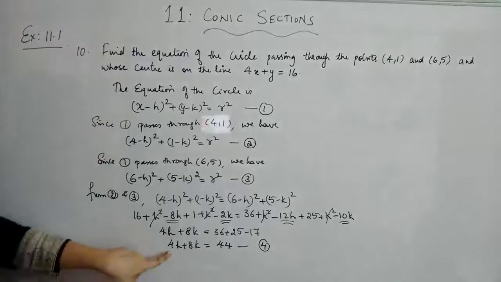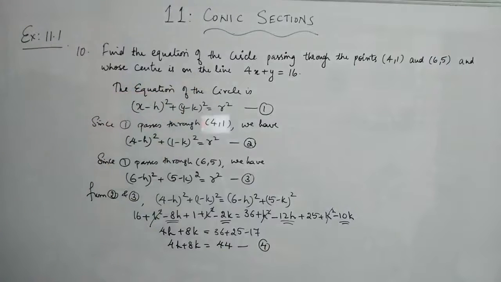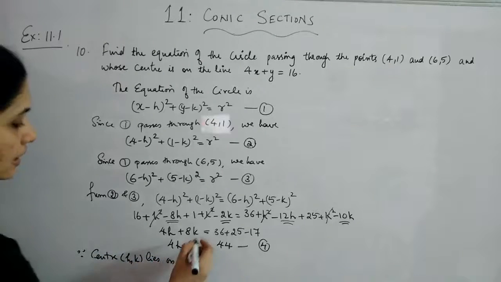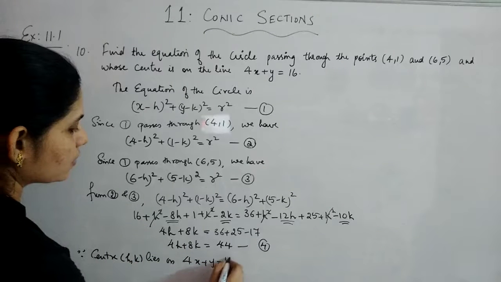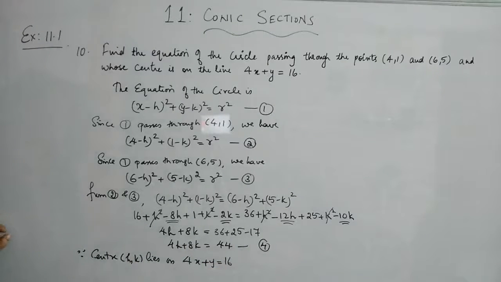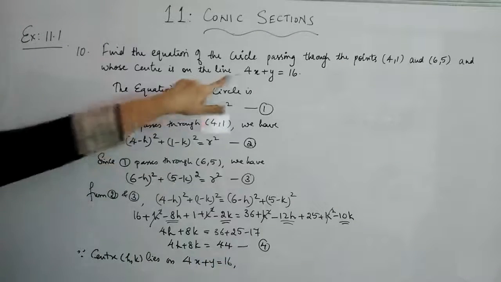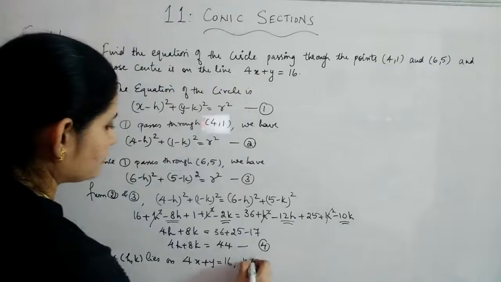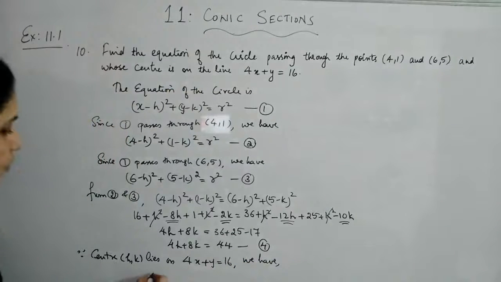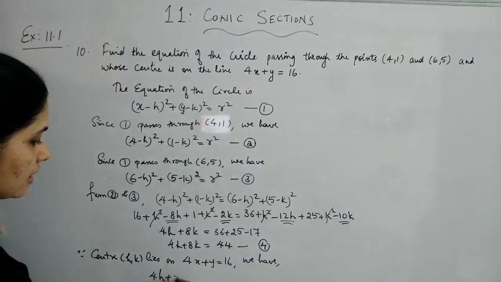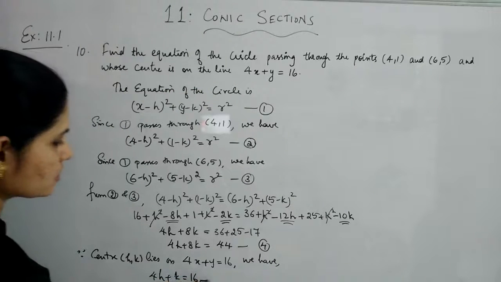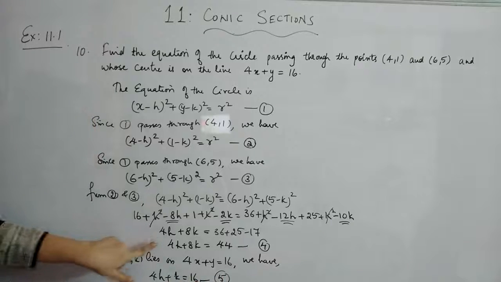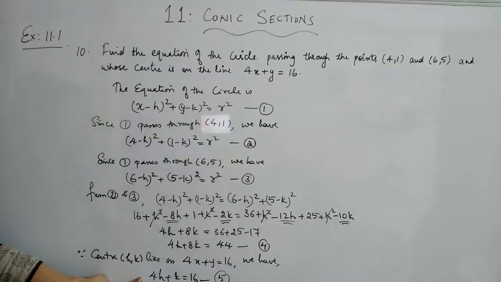Okay, now again, since the center lies on the line, what is the center? The center (h, k) lies on 4x plus y equal to 16, that is lies on the line 4x plus y equal to 16, you can just replace the value of x and y with h and k. We have 4h plus k is equal to 16. So this will be your equation number 5. Now solving these two, you can get the value of h and k.